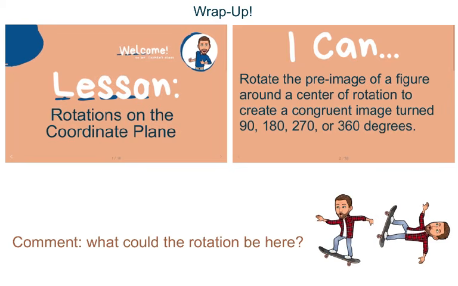Today we learned all about rotations on the coordinate plane, so now you should be able to rotate the pre-image of a figure around a center of rotation to create congruent images. Those are turned 90 degrees, 180 degrees, 270 degrees, or 360 degrees.